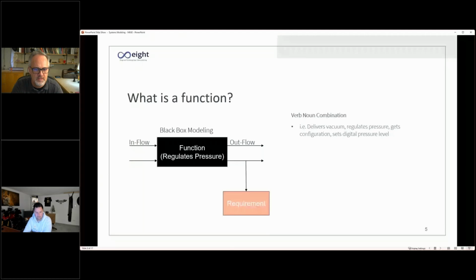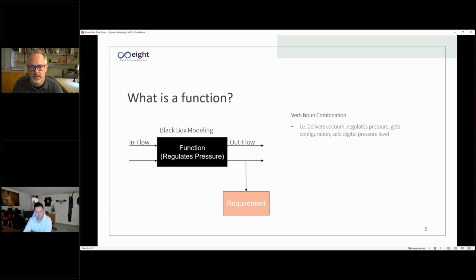Now, when we talk about an individual function, what we're talking about is something that's delivered in one component of the system. And that'll become important because there's a difference between functions and functional chains, between design requirements and system requirements. And we want to have a formal separation between what is a function and what is a functional chain.